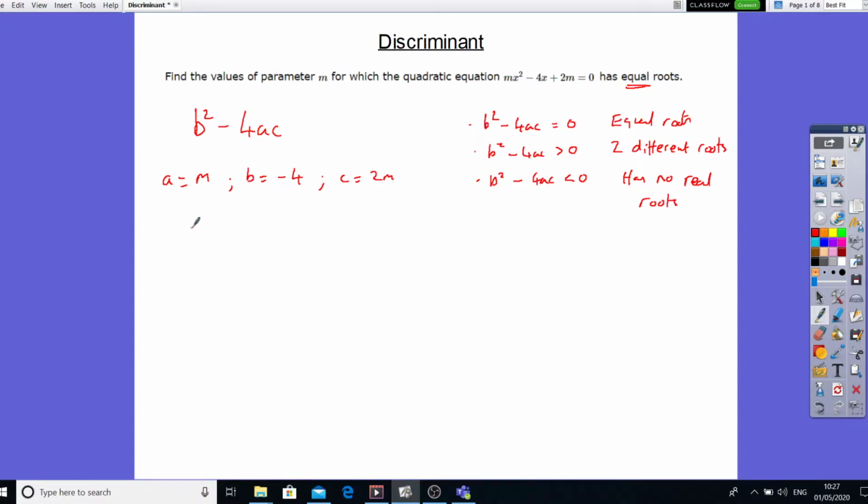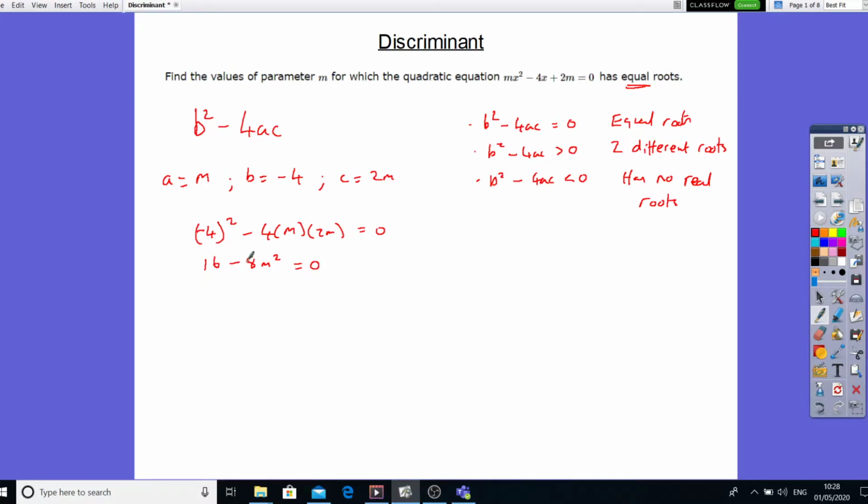So we need the first scenario here, where we're going to sub this into this formula and make it equal to 0. So we've got minus 4 squared minus 4 times a, which is m, times c, which is 2m, and this is going to equal 0. So we get 16. M times m is m squared. 4 times 2 is 8, so minus 8m squared, and that is going to equal 0.